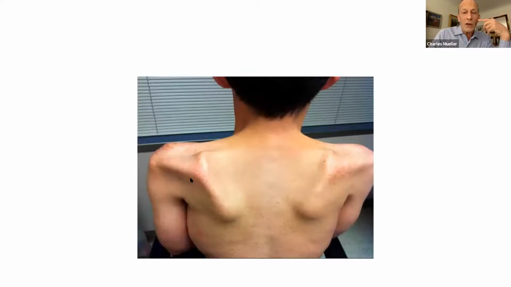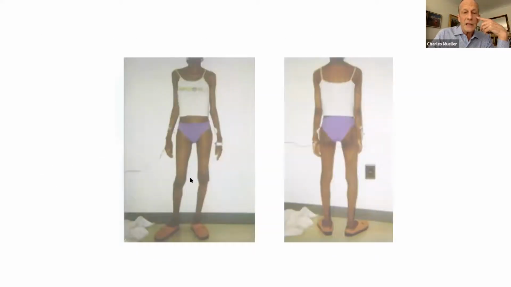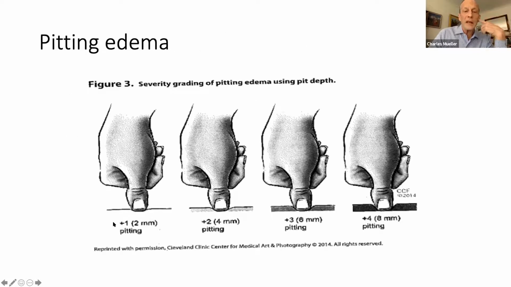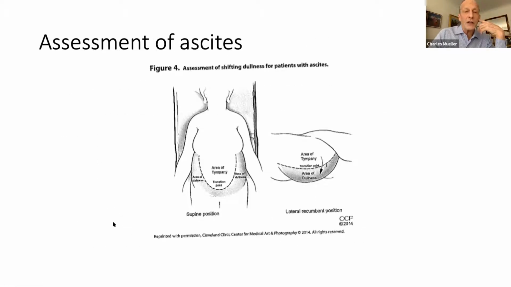You can see it in the clavicles. You can see it in the legs. Fluid accumulation, you can learn, can happen everywhere: brain, eyes, ears, lungs, pulmonary edema, arms, legs. This is what you see. You need a couple of liters of fluid to just begin to see ascites in the third space in the abdomen. You can have, this is really gross, scrotal edema, feet, pedal edema. And you know, pitting edema can be quantified, and you can assess ascites. I always say ascites, when you move somebody around that has it, it's like a water balloon. Everything sloshes to one side.